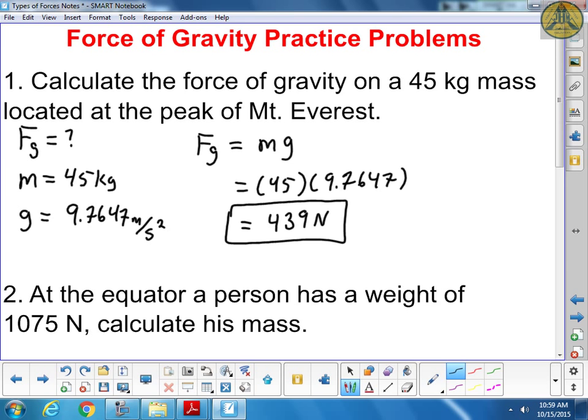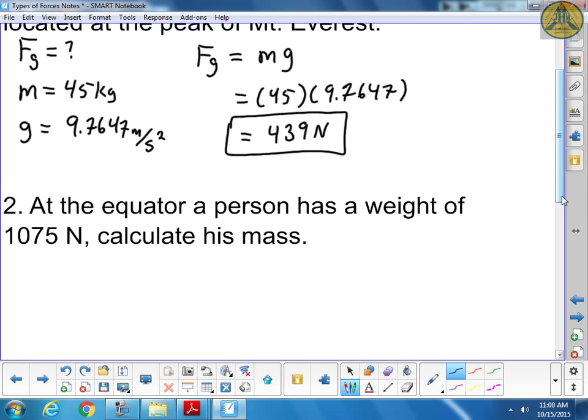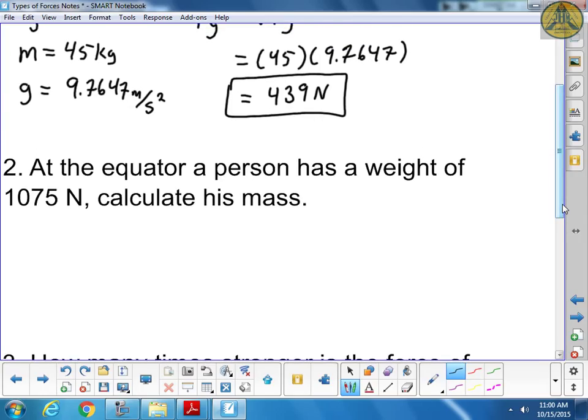We're trying to calculate the mass, and we're located at the equator. So just go to the table in your handbook or in your problem set to figure out what the g is. It is equator, 9.7805 meters per second squared. Again, all these vectors would be down, but we'll just leave them as positive for now. Fg equals mg. Fg is 1075. M is what I'm looking for.